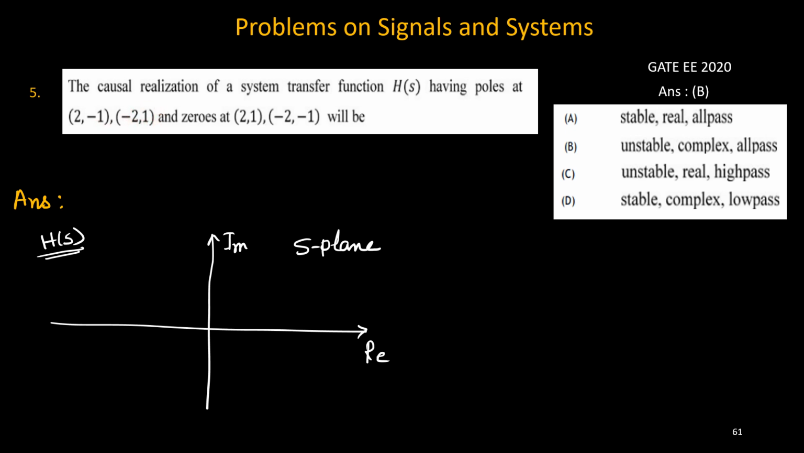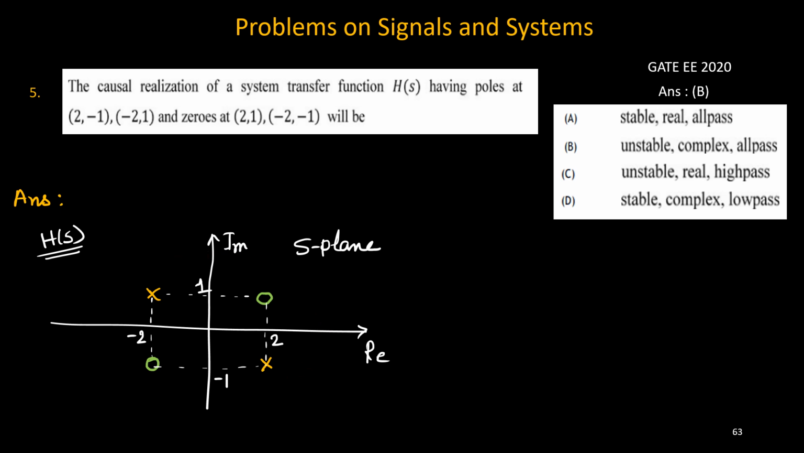So I'll show this thing. So this is 2, minus 1. Here I have one pole. Here minus 2, 1, I have another pole. Similarly, I have two zeros. So these are two zeros: 2, 1, and minus 2, minus 1. So this is the pole zero location for this system.